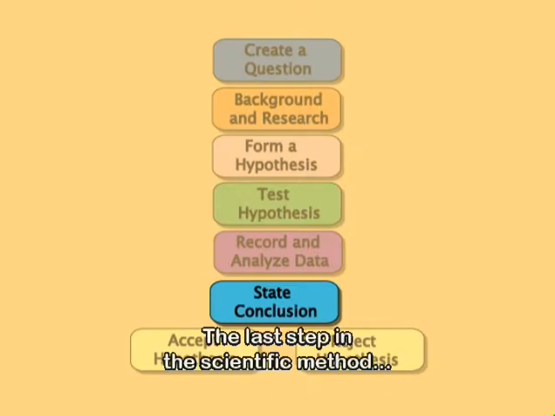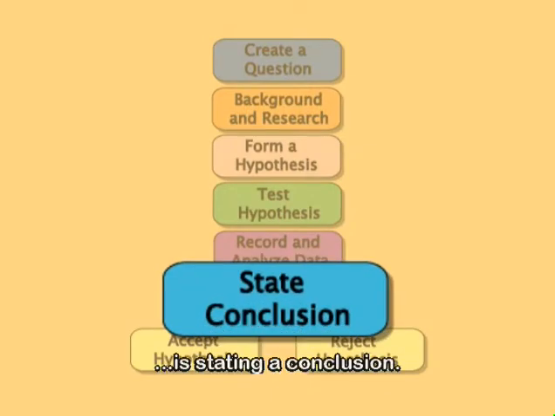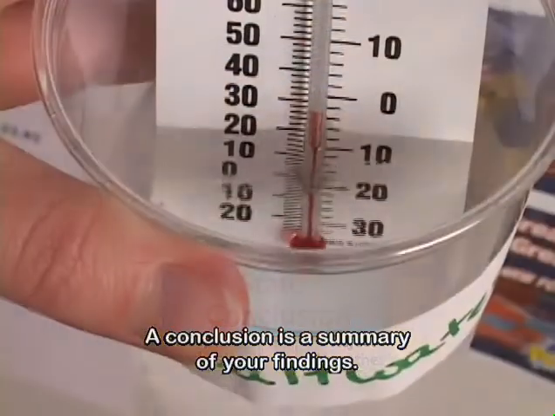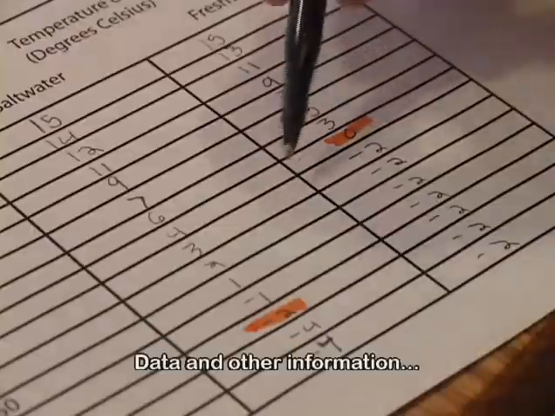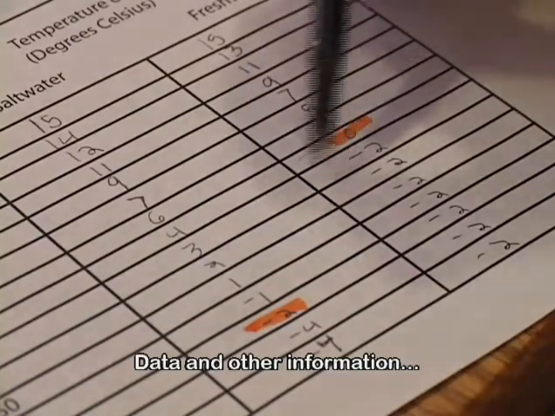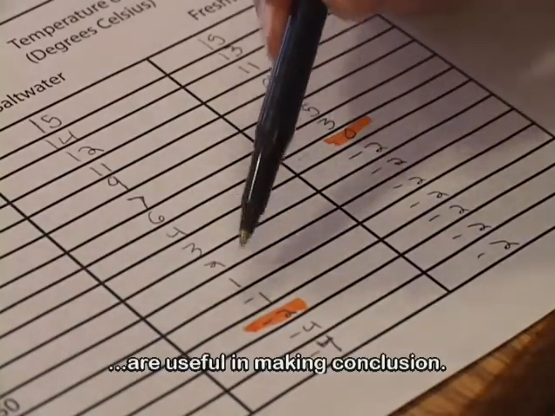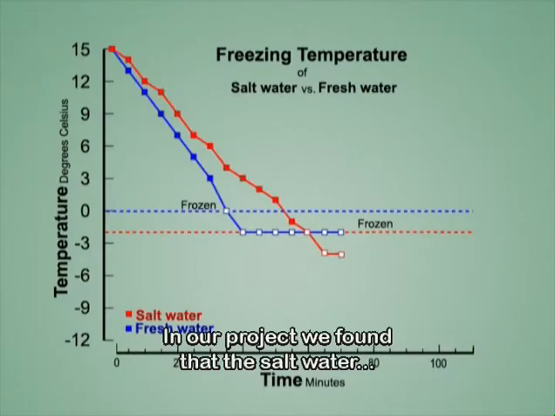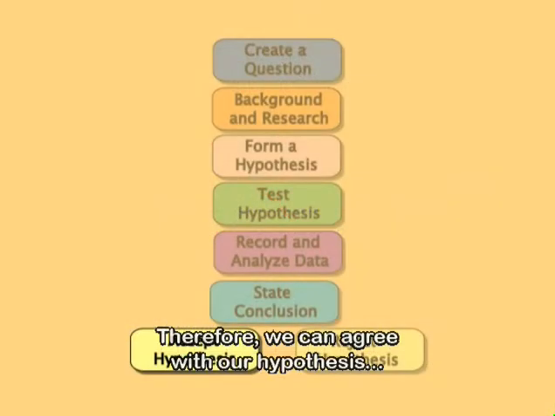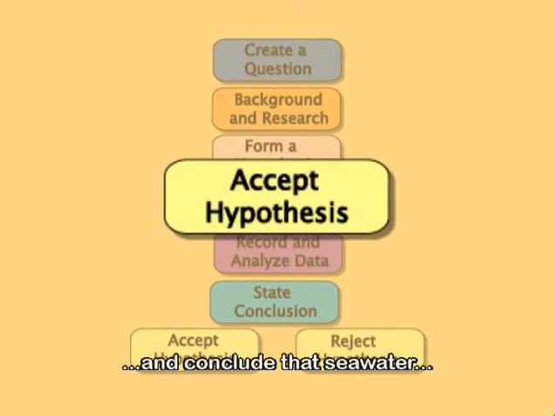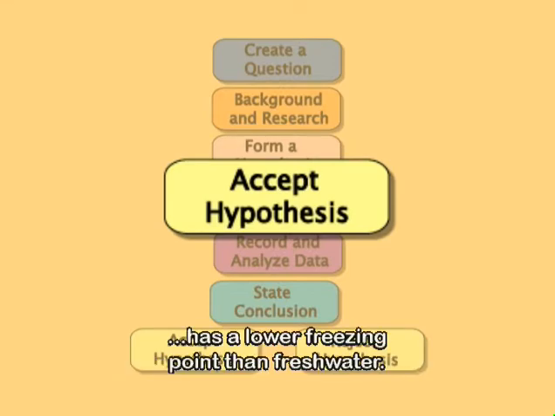The last step in the scientific method is stating a conclusion. A conclusion is a summary of your findings. Data and other information are useful in making a conclusion. In our project, we found that the salt water froze at a lower temperature than the fresh water. Therefore, we can agree with our hypothesis and conclude that seawater has a lower freezing point than fresh water.